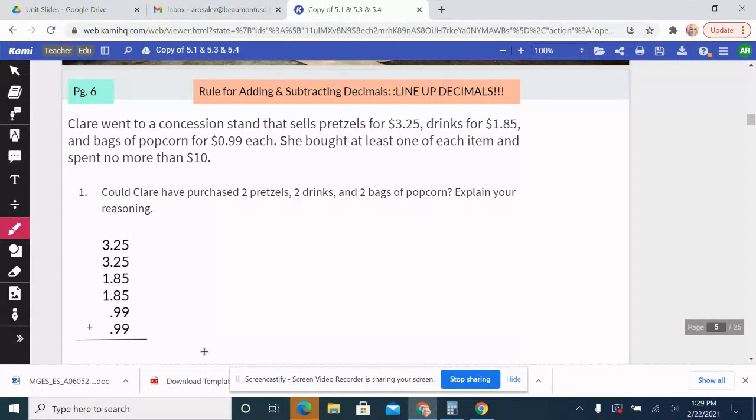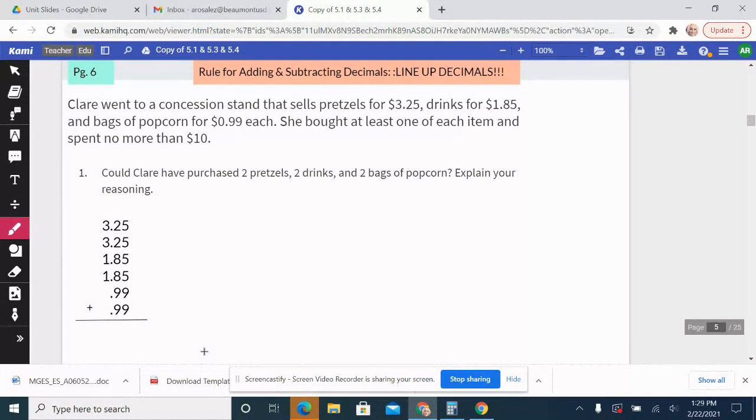So your example says, Claire went to a concession stand that sells pretzels for $3.25. So the pretzels are that much. The drinks are $1.85, and the popcorn is 99 cents each. She bought at least one of each item and spent no more than $10, so we cannot exceed 10. Then it gives us a scenario. Could she have purchased 2 pretzels? So I put your 2 pretzels, so you should be writing $3.25 and $3.25, 2 drinks, which is $1.85 and $1.85, and 2 bags of popcorn. So those are 99 cents.